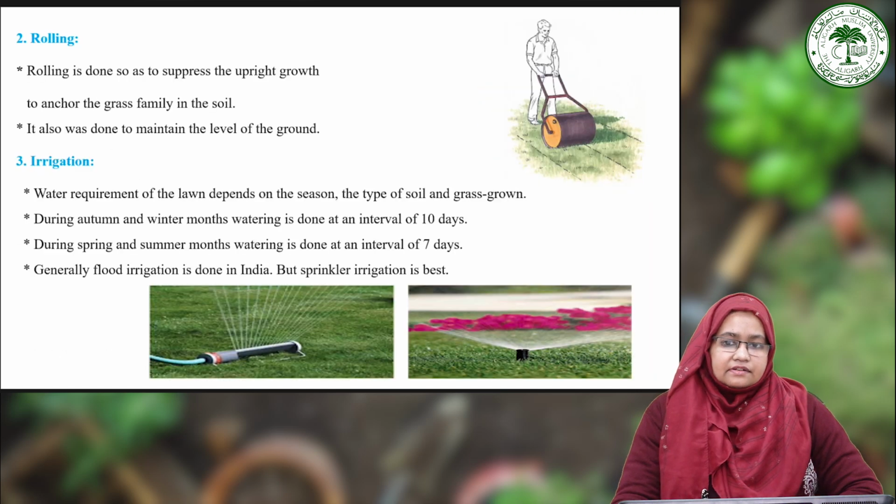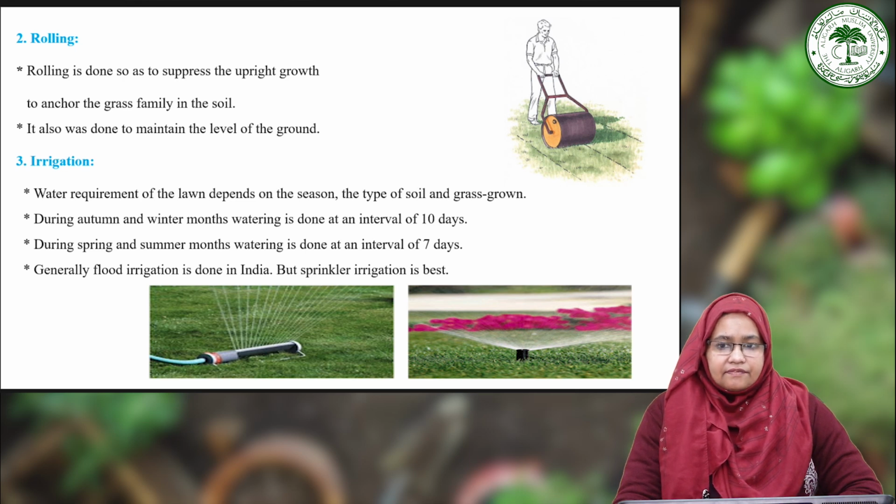The next thing which is required in the maintenance of lawn is rolling, which is performed to suppress the upright growth of the grass and to firmly anchor the grass family in the soil. Additionally, rolling helps maintain the levelness of the ground, resulting in a smoother and more uniform lawn surface.